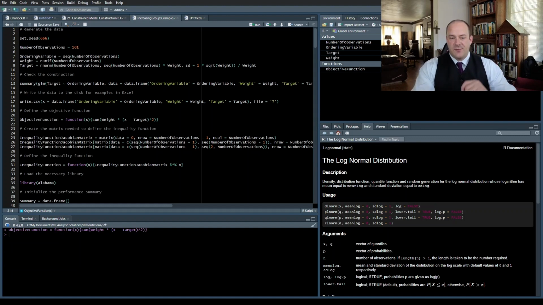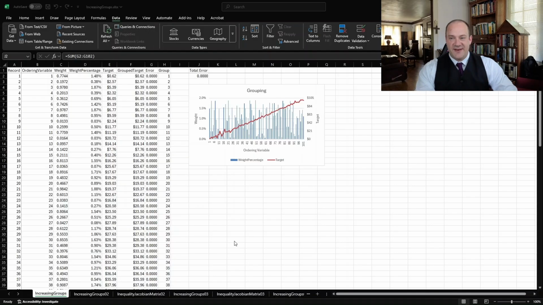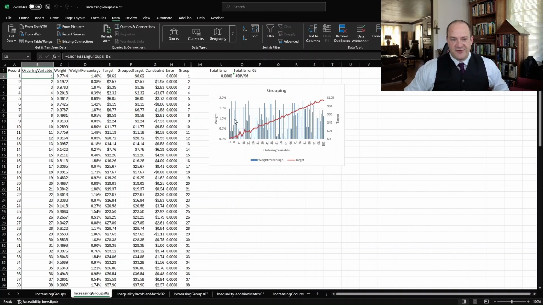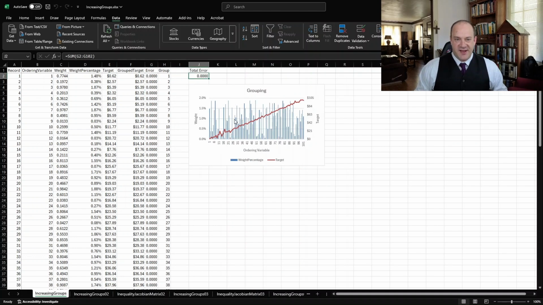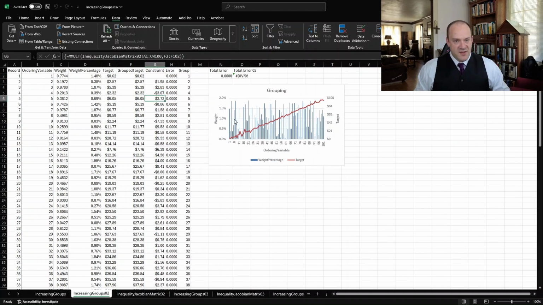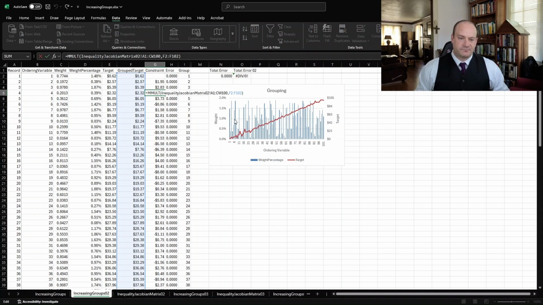So how does this look in practice? Well, again, before doing it in R, you should always do it in Excel. So we're going to go back to that now. So you flip back to Excel, and that's the whole purpose of this tab here, increasing groups O2. It is now our constraints. What is going on here with the constraints? We have a constraint column. We didn't have that over here. So we got a constraint column.